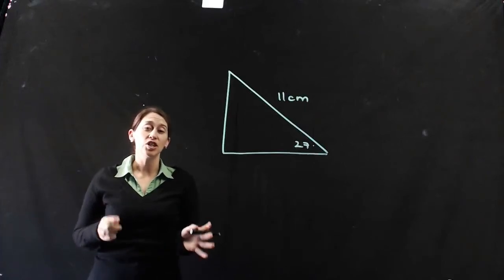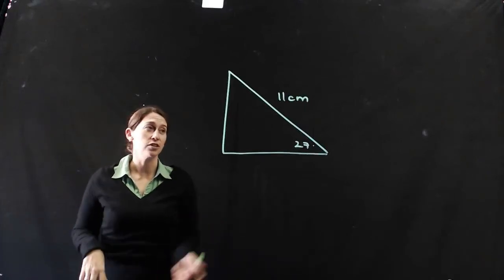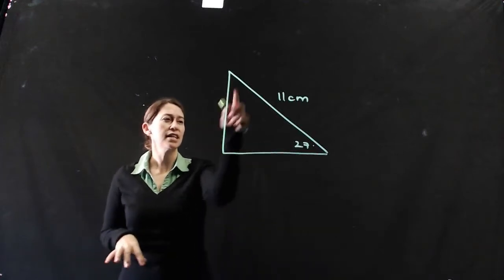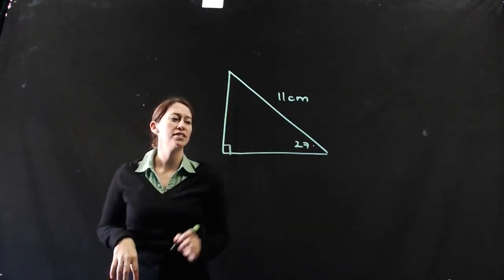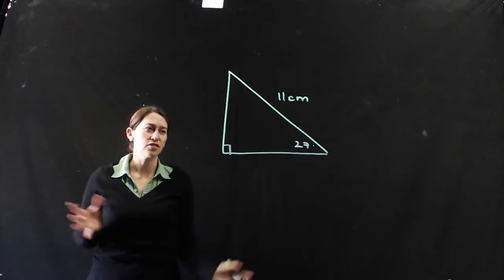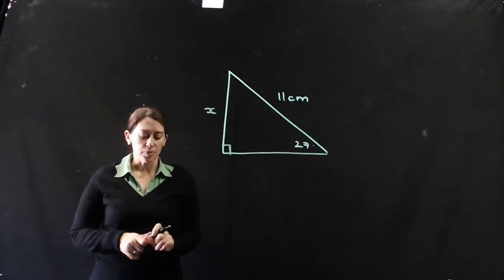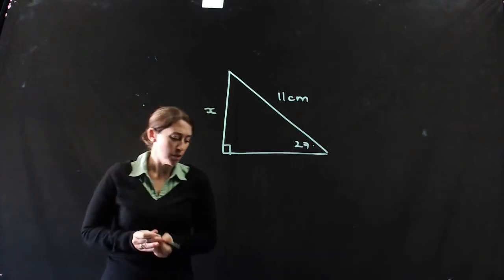In this video, we're going to use our right angle trigonometry to work out the unknown length of side of a particular triangle. So let's suppose we have a right angle triangle here with 27 degrees in the corner, 11 centimeters on this side, and we need to find this side. First step should always be label the triangle.